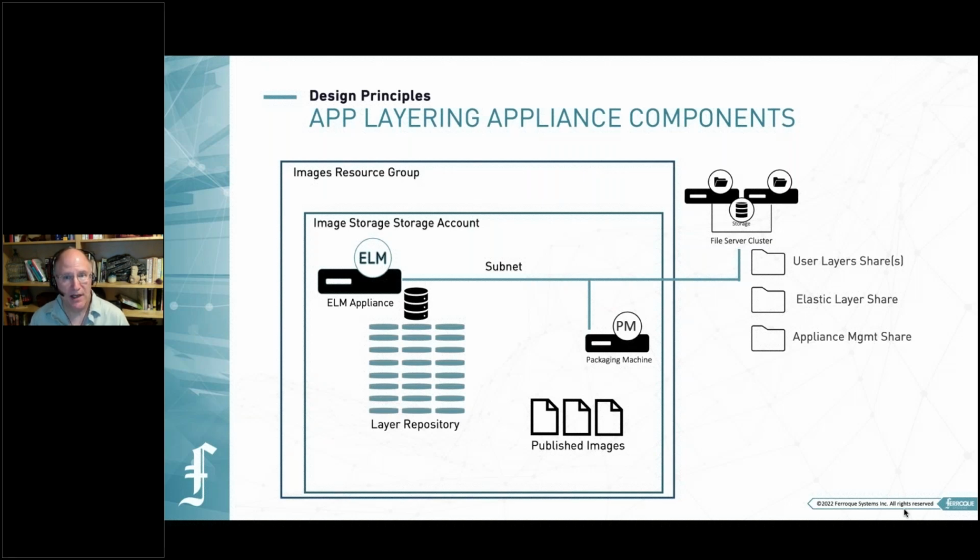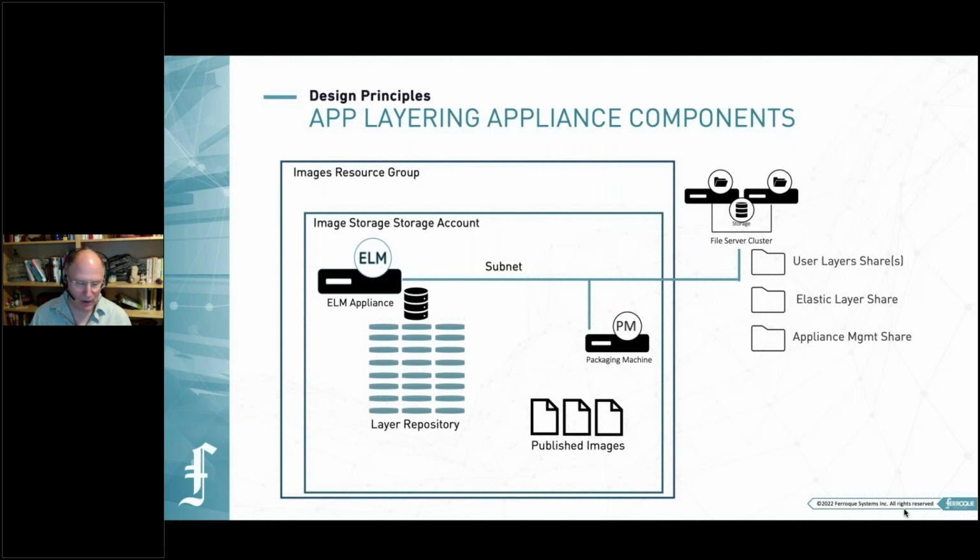So the appliance will sit on a subnet, and the appliance will dynamically create packaging machines, which are the way that you create app layers. It'll spin up a packaging machine whenever you need to create a layer. It does that by creating a template in Azure. You then deploy the template as a virtual machine, which gets deployed onto that subnet. And when it boots, it's then available for the admin to log in and install the application.